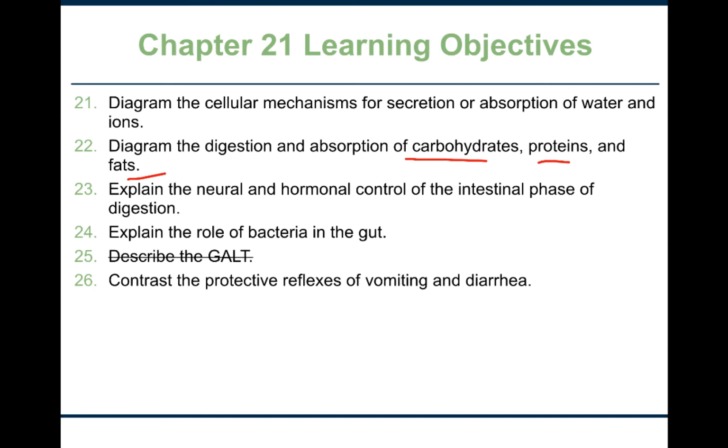We'll very quickly go over hormonal control, and that's really just a review slide. It's not new information at that point. We'll go into a little bit of the large intestine, and then just real basic information on vomiting and diarrhea.